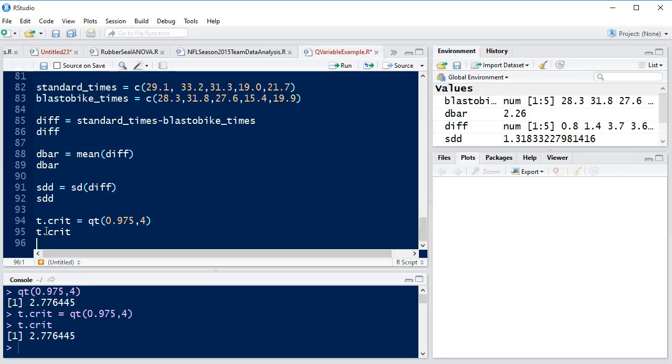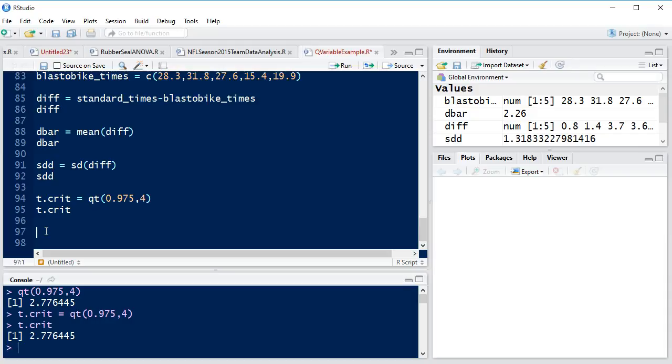All right, and now I can set up my confidence interval. So I have d bar minus my t critical value times my standard deviation, which is SDD, divided by the square root of my sample size. So in that case, there's 5 differences, so that's the square root of 5. It's not 10. We always look at the differences rather than the total number of observations when we're talking about a matched pairs procedure.